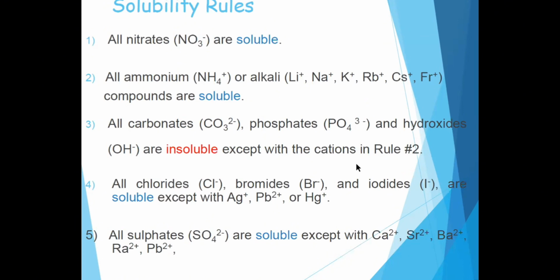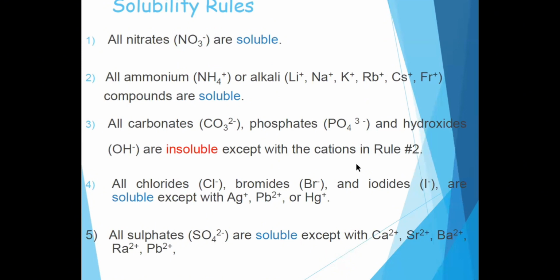All right, then we look at all ammonium ions or lithium, sodium, potassium, rubidium, cesium, francium compounds: they are soluble. What this means is that these elements are in group 1 of the periodic table alongside ammonium. These are all soluble. So it doesn't matter what you mix them with, if it is sodium chloride, sodium peroxide, potassium permanganate, whatever the compound is, once it has these specific metals in it, it's going to be soluble.